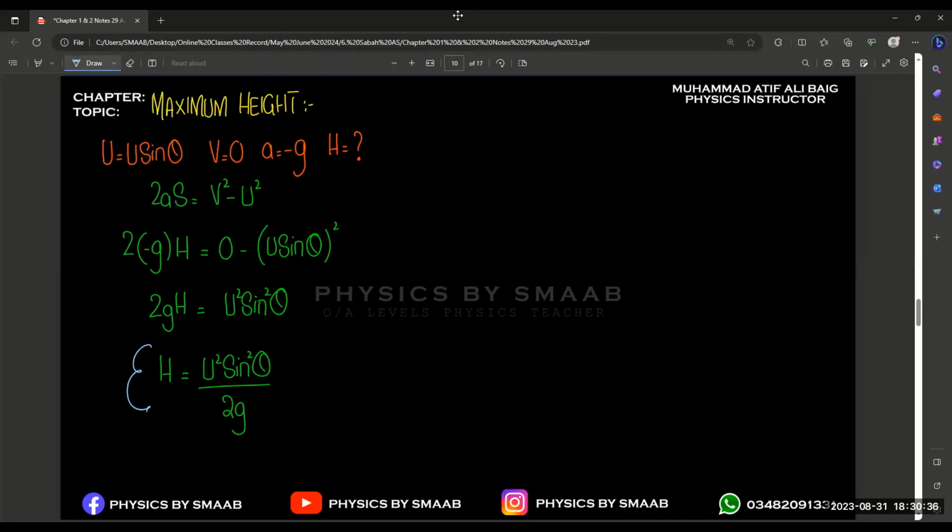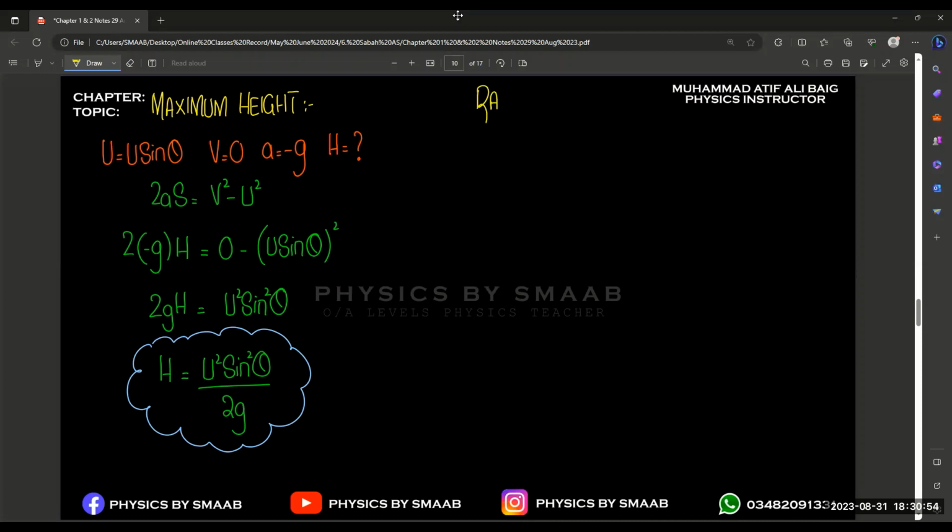Got it. And is there anything else? The range, yes, the third one, range, because we know maximum height only consists of half part of the motion. The third one is related to the range.